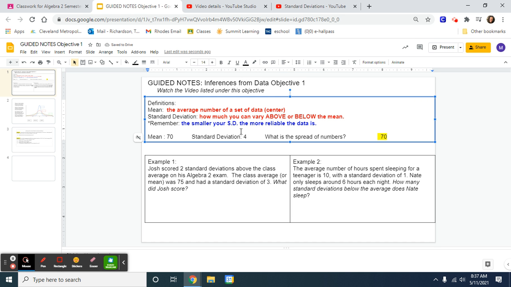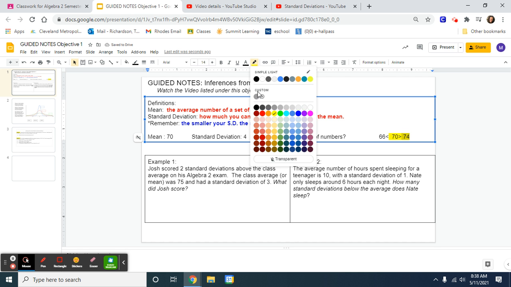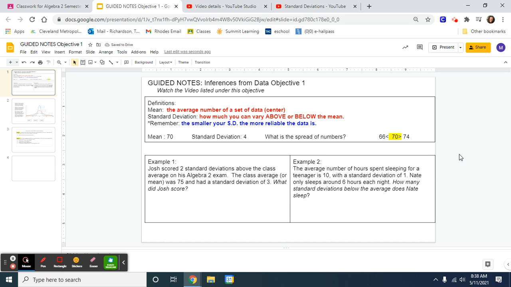Okay? Now, standard deviation is how much can this data vary above or below? So that means that it can deviate 4 below. So 4 below 70 is 66, but it also can deviate 4 above, which is going to be 74. I think about this like if you talk about temperature, right? Like, oh, tomorrow is going to be a high of 74, but a low of 66.